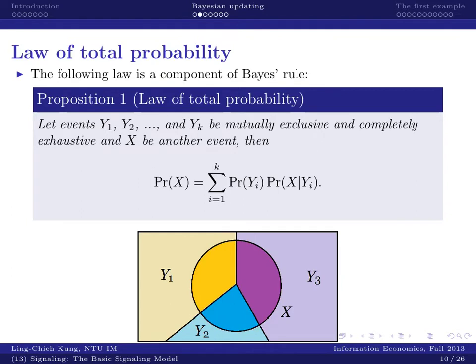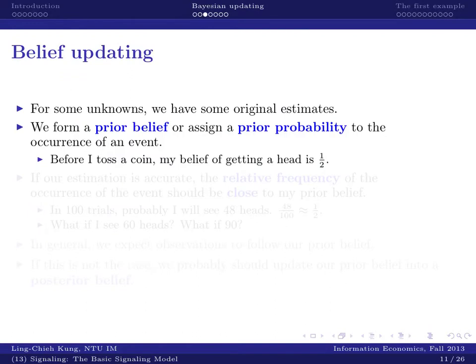Let me assume we all know what that is. So let's start our discussion about belief updating. This is the case: there is something that we do not know, for example, something that is random to us. So we only have a belief on it. We do not know the exact number. There are some unknowns, and for them, we have original estimates. We have something we call the prior belief or prior probability for the occurrence of an event.